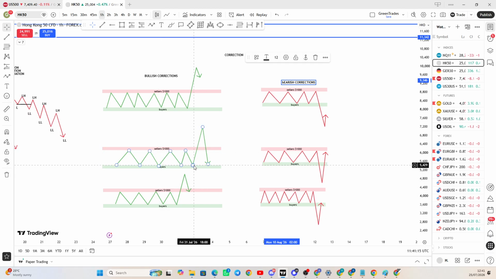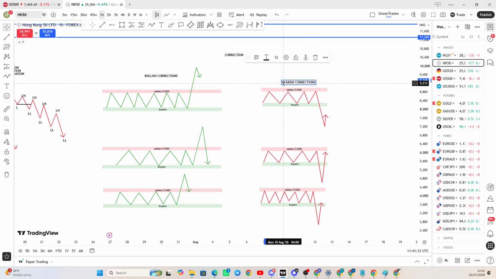This is another example. As long as that low that created that high is not broken, that which is being formed at the moment is still correction. An example of that as well is this one. It comes back to retest the same level that low was broken, and then from there it continues.